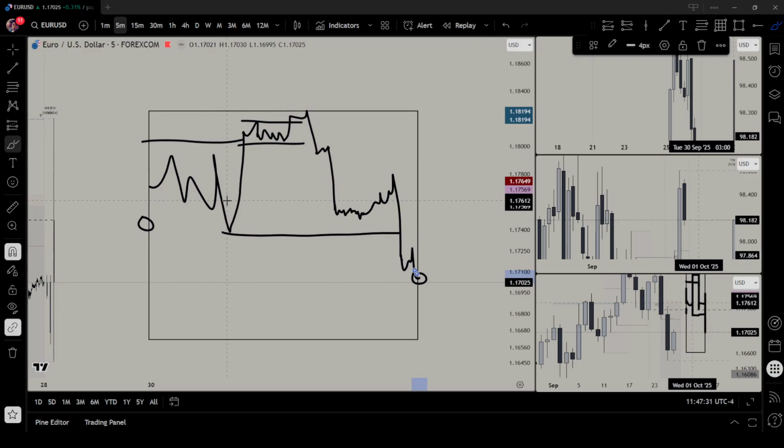Now keep in mind, let's say it's a weekly range high, right? Let's do this weekly range high, right?